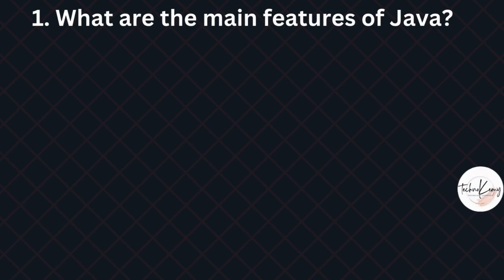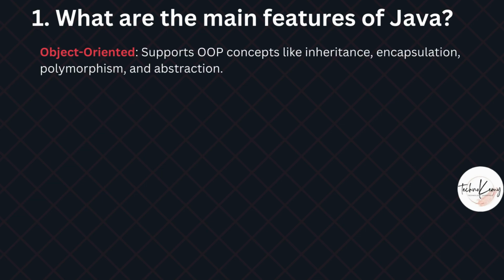Question 1. What are the main features of Java? The first one is object oriented. Everything in Java is object. It supports object oriented programming concepts like inheritance, encapsulation, polymorphism, and abstraction.